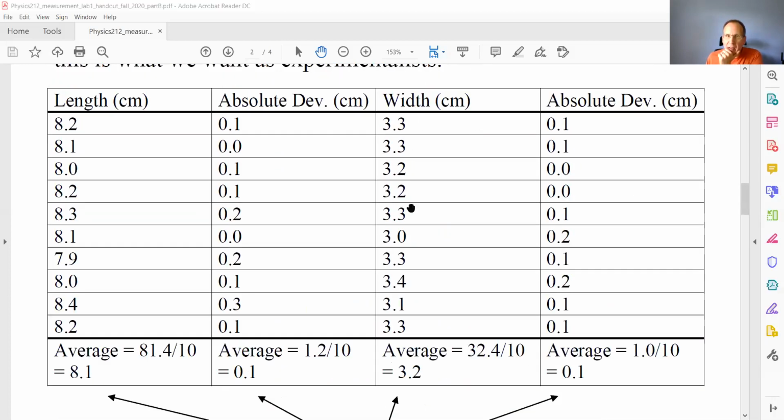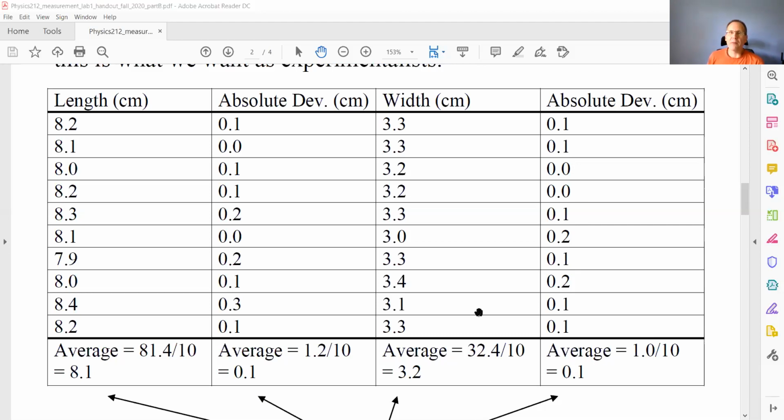Let's say I do the same thing for width, right? So I average these 10 width values. I round to the resolution of the instrument. That gives me 3.2. Then I find all the absolute deviations, right? So how far is 3.3 away from 3.2? It's 0.1. Then 3.2 is 0 away. 3.3 is 0.1 away. 3.0 is 0.2 away, and so on. Then I average these absolute deviations. I round to the resolution of the instrument, which again is 1 decimal place. It turns out it's again 0.1.